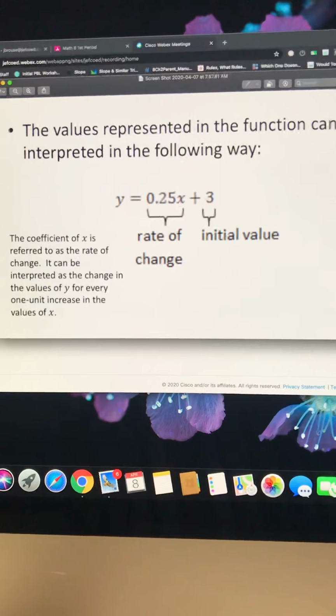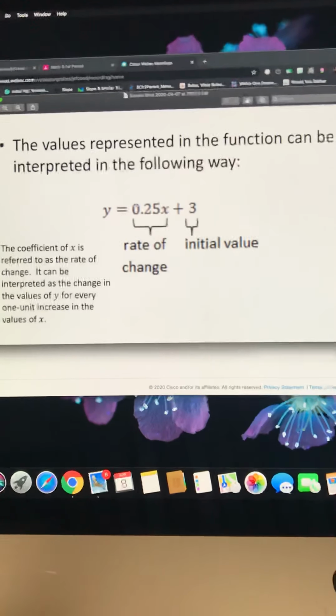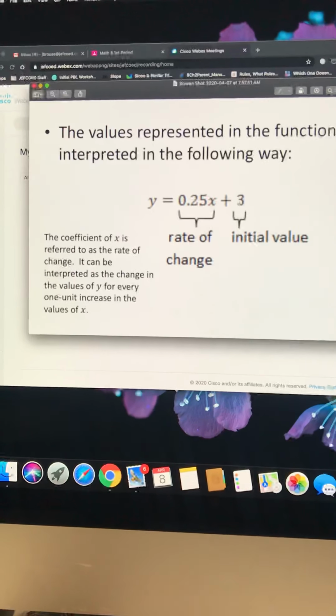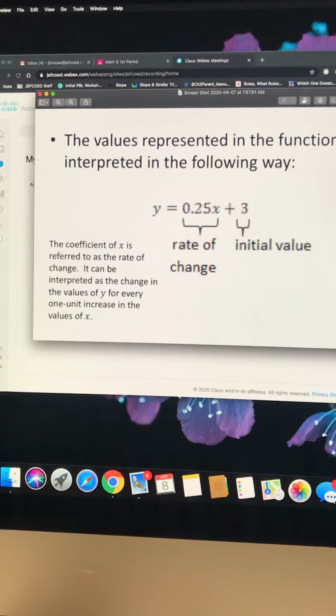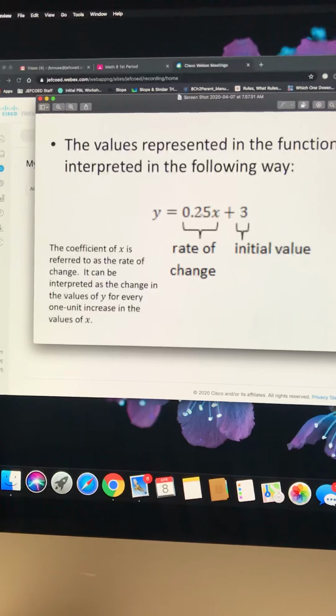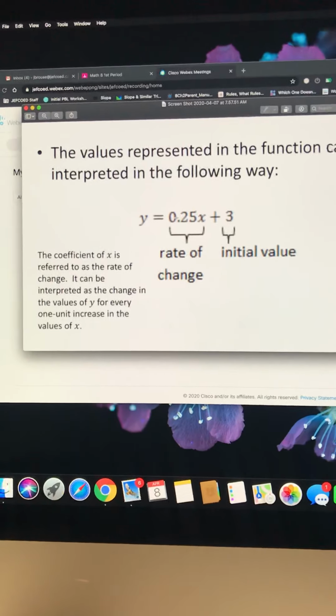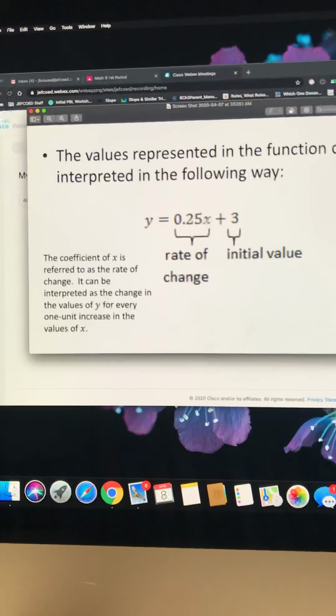So in this particular story, if I was making up a story to go with this, we could say I started out with $3 in the bank, so that's my initial value, and I'm increasing by 25 cents per week. If x was weeks, then the 0.25 would be like saying 25 cents per week.